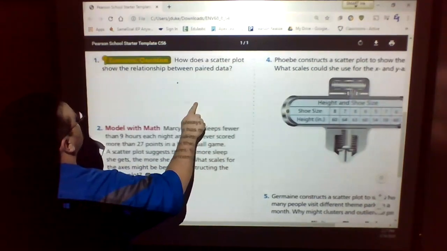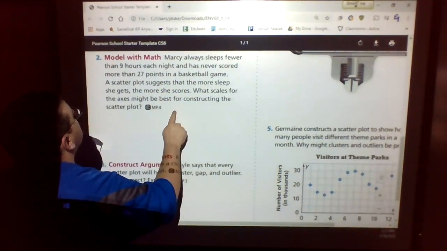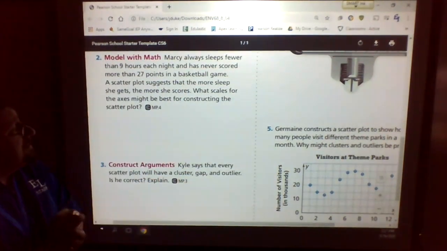We'll skip Do You Understand. You know where to find that. Let's go to number 2. Model with math. Marcy always sleeps fewer than 9 hours each night and has never scored more than 27 points in a basketball game. A scatter plot suggests the more sleep she gets, the more she scores. What scales for the axes might be best for constructing the scatter plot?